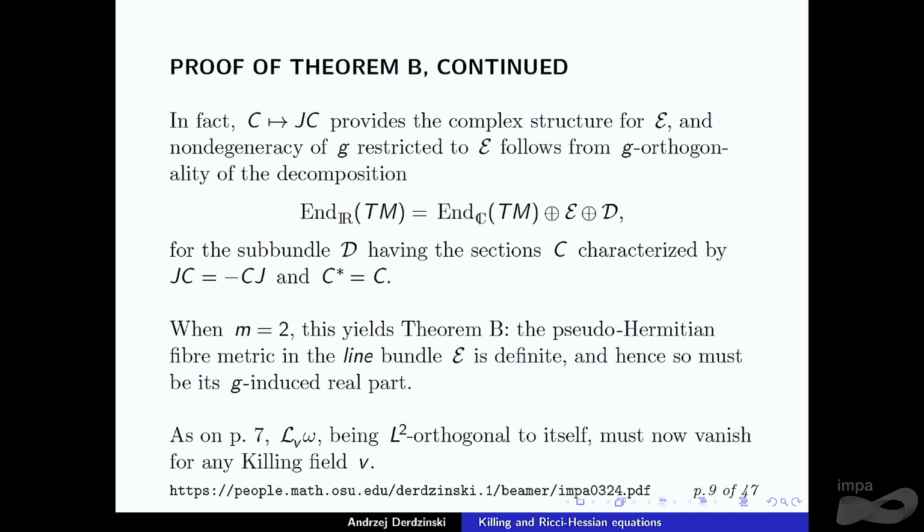In complex dimension 1, metrics are positive or negative definite. So even if the original metric was indefinite, this section, which we discovered was null, lives in a bundle with a positive or negative definite metric, and therefore it is identically 0. So we have the proof of this fact in complex dimension 2.